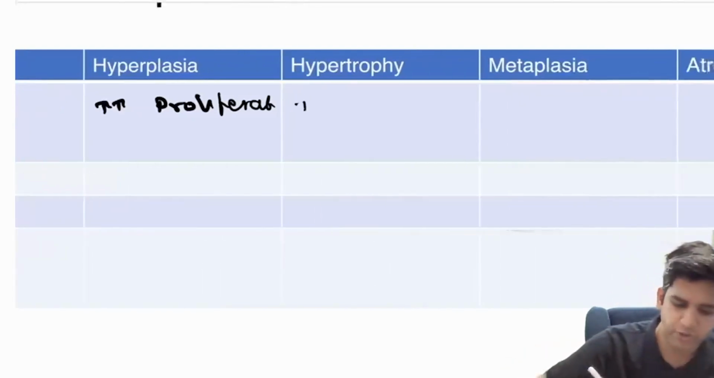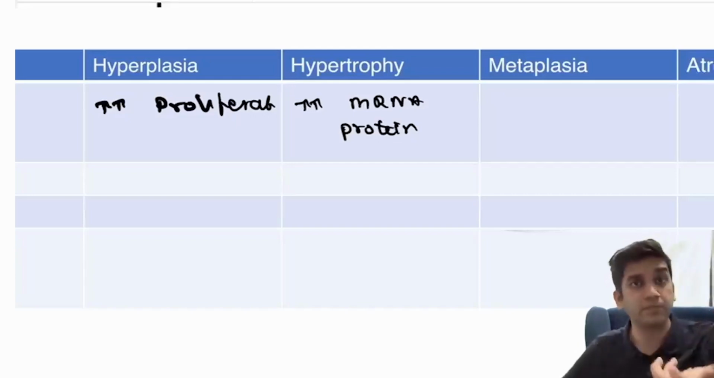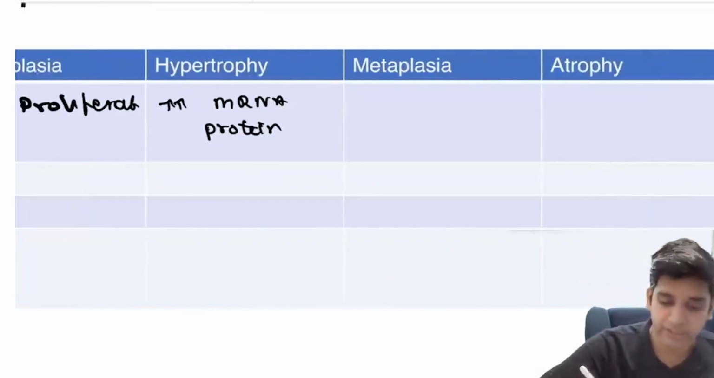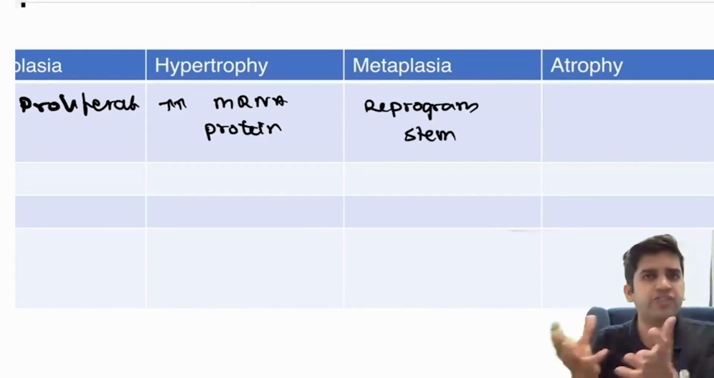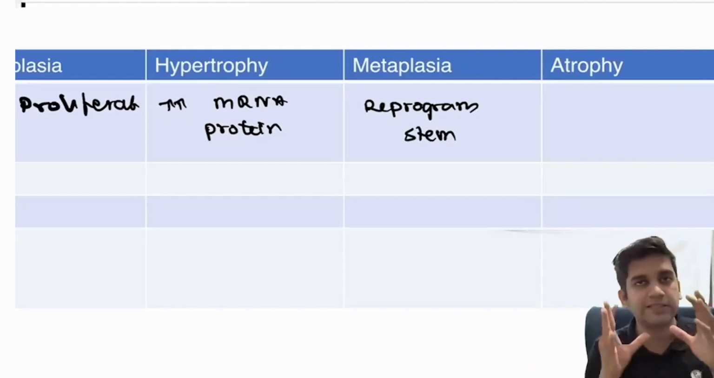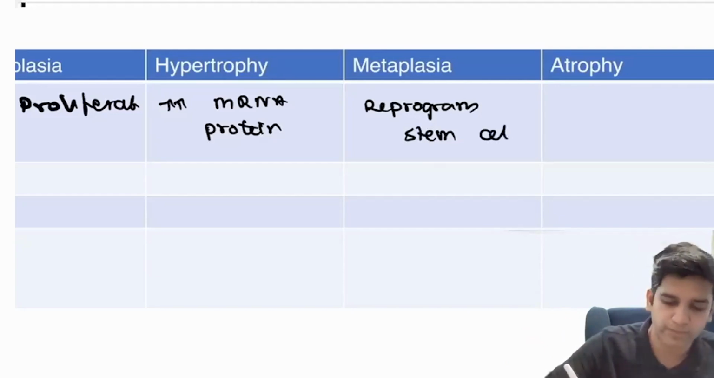For hypertrophy, it's going to be increase in the mRNA or increase in the protein content, right? So more the protein it is, you're going to have more amount of the cytoplasm. It becomes bigger, it's hypertrophy. Metaplasia, you're going to have a reprogramming of stem cells. You'll reprogram the stem cells, which means, meta means change, right? So primarily the cell which produces squamous epithelium now has to produce columnar epithelium. So I'm going to reprogram stem cell.